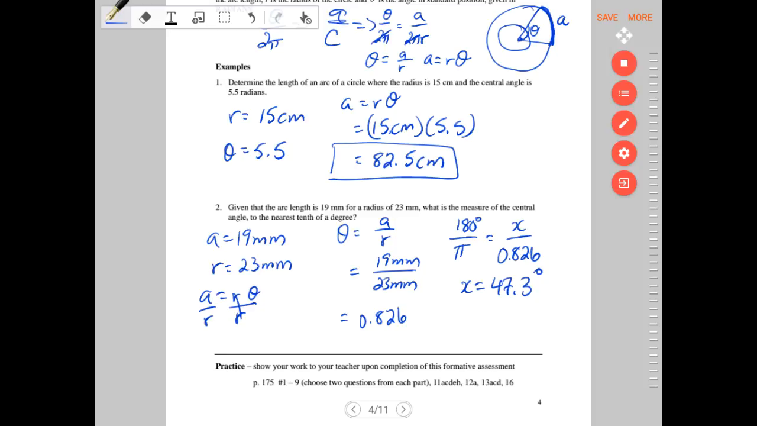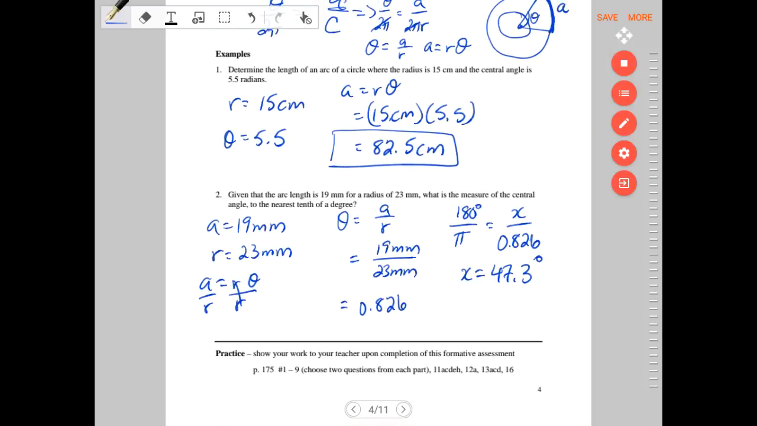All right, all done this part of the instructions. So practice on page 175, questions 1 to 9. You get to choose 2 questions from each part. So question number 1, choose A and D, for example. Question number 2, choose B and C, and so on and so forth. Okay? And then you have a few other questions to take care of, and then show your teacher so that they know that you have completed this work and are ready to move on to the next part.